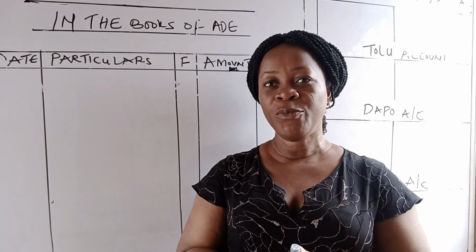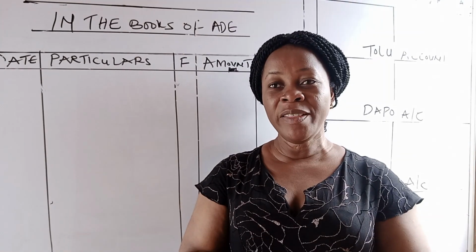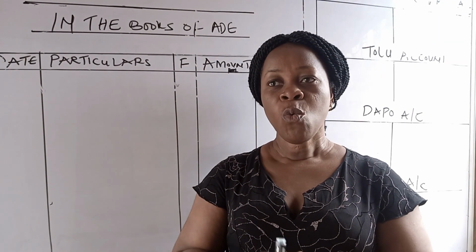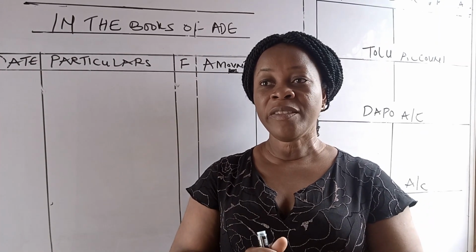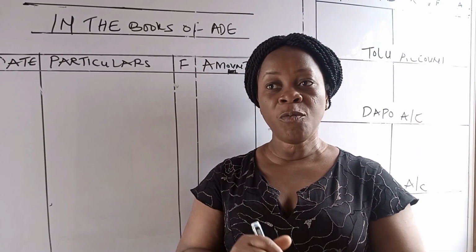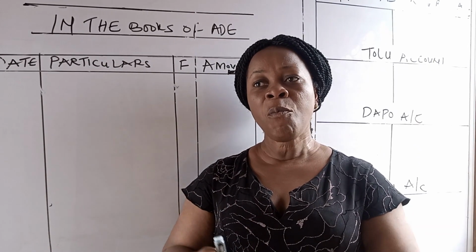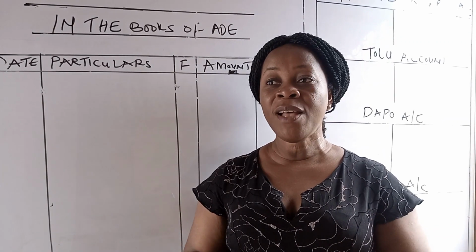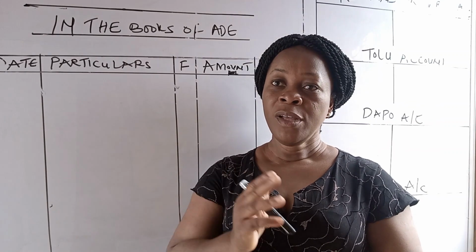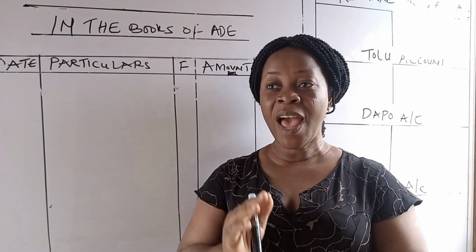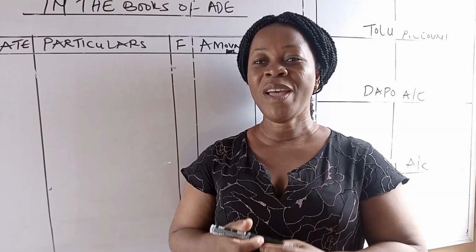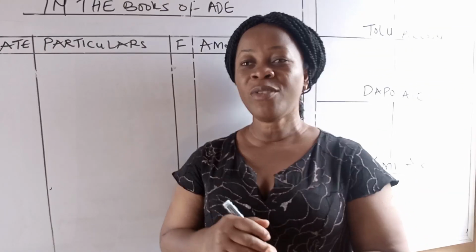January 20, sold goods for cash at 400 naira. We all know that the cash book is a subsidiary book of accounts, but presently we are not expected to prepare the cash book. So sold goods for cash is not the appropriate book of accounts we are preparing at the moment.